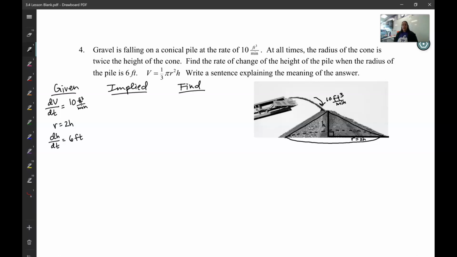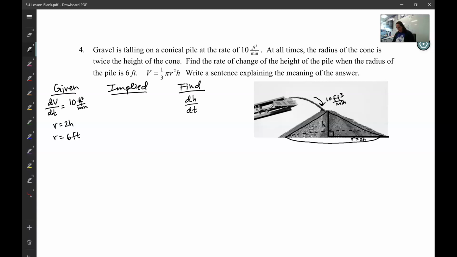Now let's talk implied. So first off, if we know, oh, sorry, I forgot. I totally did this wrong. Sorry, guys. We want to find the rate of change of the height when the radius is 6 feet. There we go. All better now. Okay, radius is 6 feet. Find dH dt. So let's start with implied.